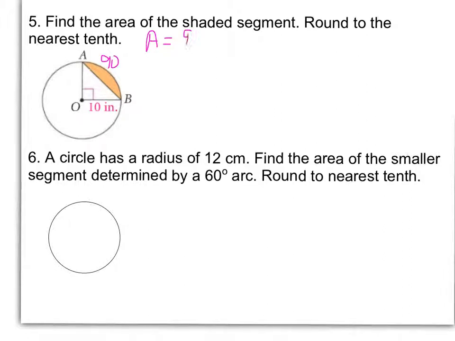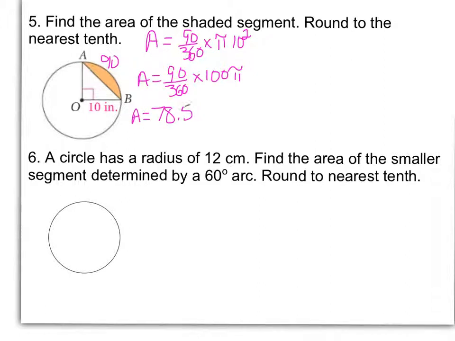So we will take 90 divided by 360 times pi times our radius, which is 10, and then we're going to square that. So the area of the sector is 90 divided by 360 times 100 pi, and to the nearest tenth, it's about 78.5 inches squared. So that's the area of the entire sector.